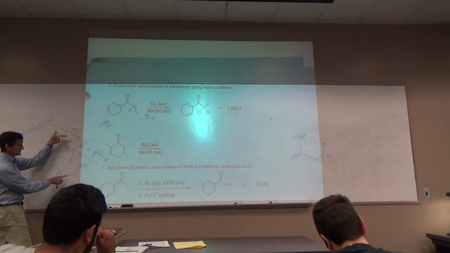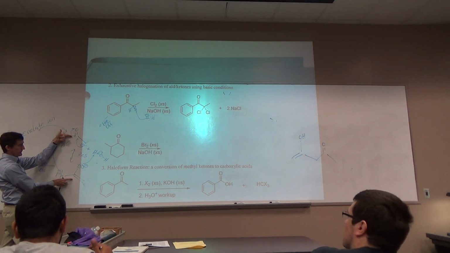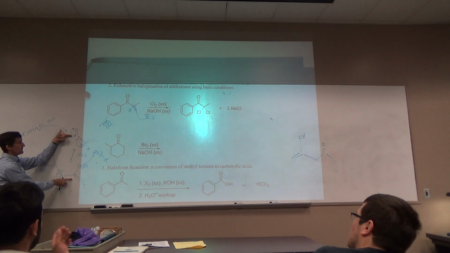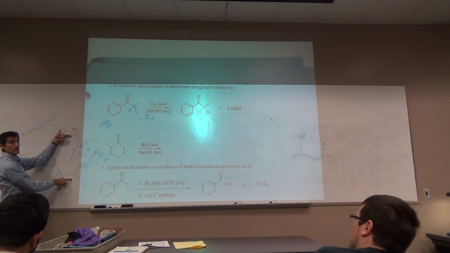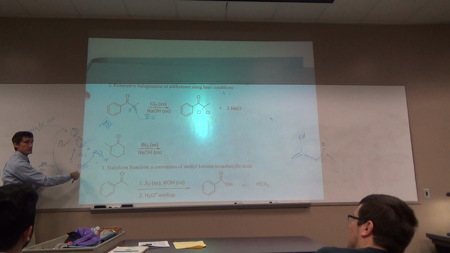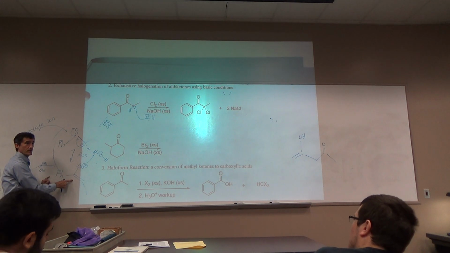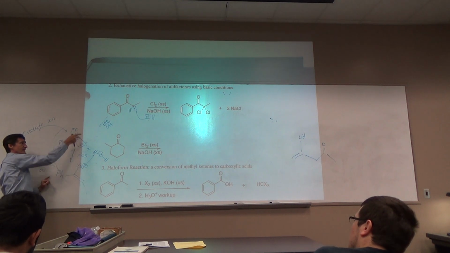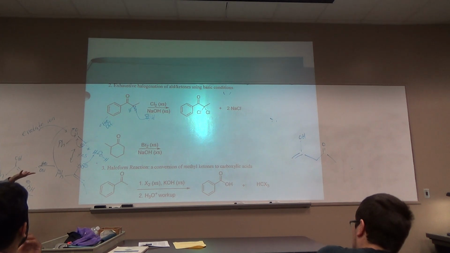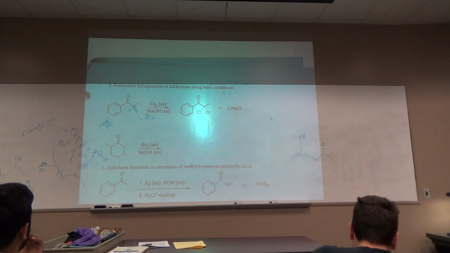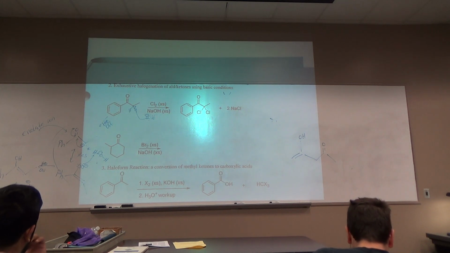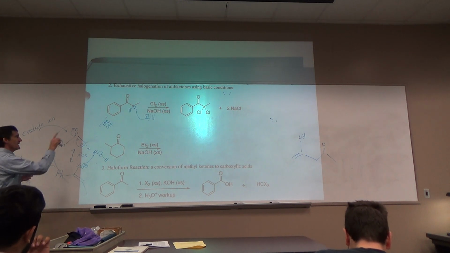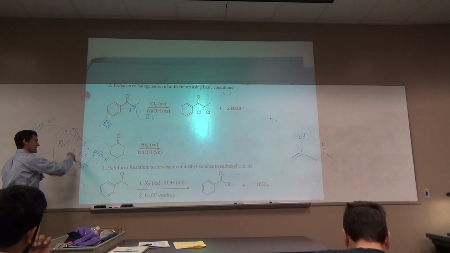Now which resonance structure is the major one for the enolate? Top or bottom? Yeah, that's the major resonance structure. Why? Because it has the charge on the oxygen. That doesn't mean we can't call that the enolate also, but you've got to be careful. It's not another form of it, it's another representation of it. Under basic conditions, it's the most reactive because it's an anion.